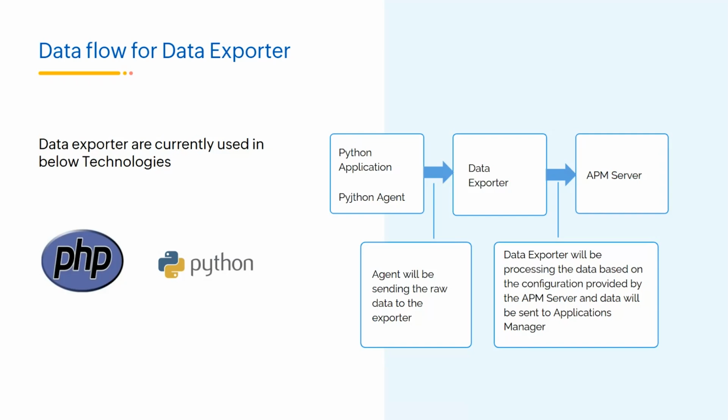This data is collected by the respective agents, that is Python and PHP, which are running within the applications. The data exporter will process the collected data to aggregate, filter, and format it properly for transmission. So this step involves organizing the data in a way that is compatible with the applications manager's requirements.